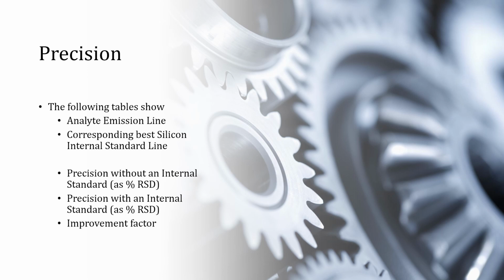Now getting to precision. So the following tables show the analyte emission line, the corresponding best silicon internal standard line that I used, as well as the precision without the internal standard, precision with the internal standard, and then the improvement factor. So there is a huge amount of data coming up. Probably best to look at it in a spreadsheet later on.